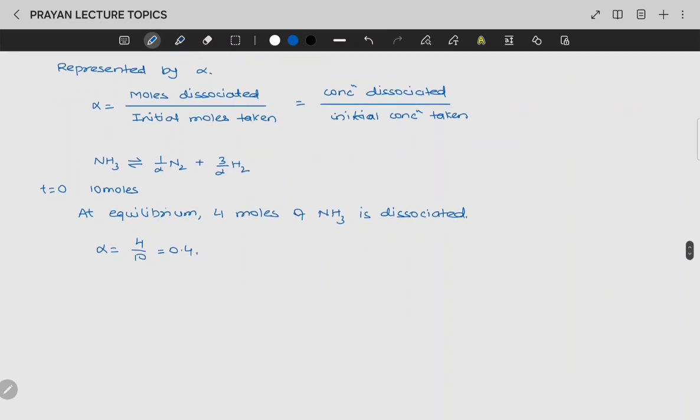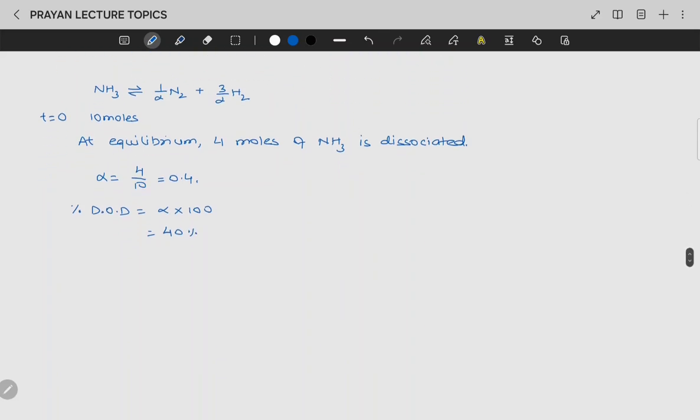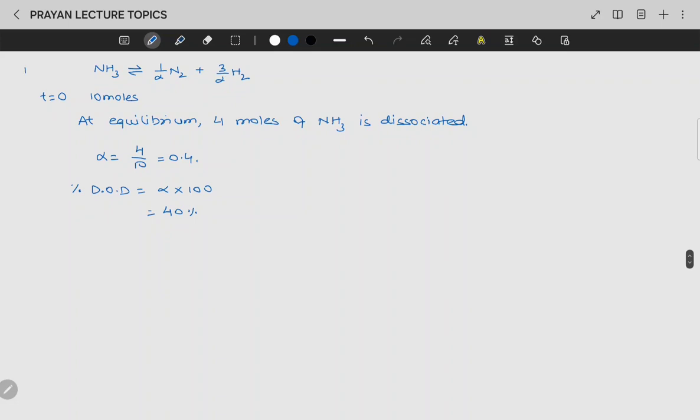If I want to define the percentage degree of dissociation, that will be alpha into 100, which is 40% in this case. So this is example 1. Let's take a second example. In this same reaction, NH3 is dissociating to give half N2 plus 3 by 2 H2. At t equal to 0, let's say 10 moles is given, and at equilibrium, let's say 4 moles of NH3 is present.